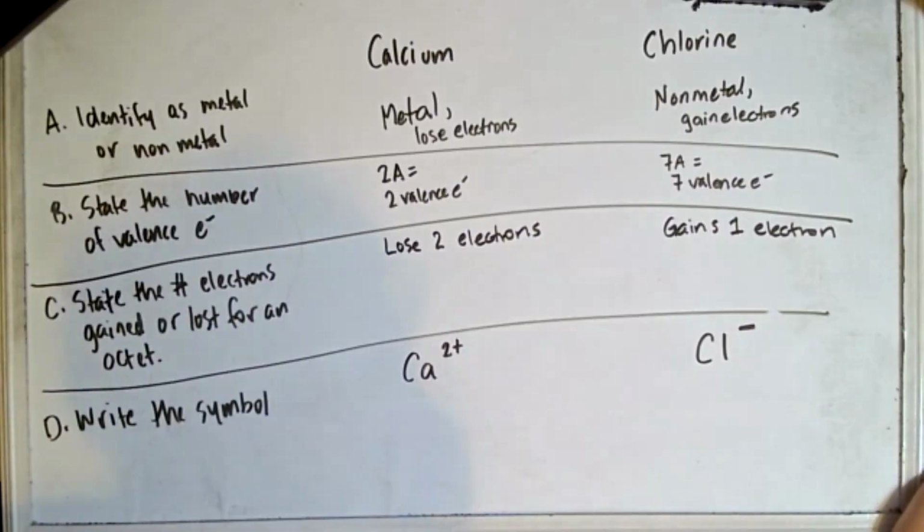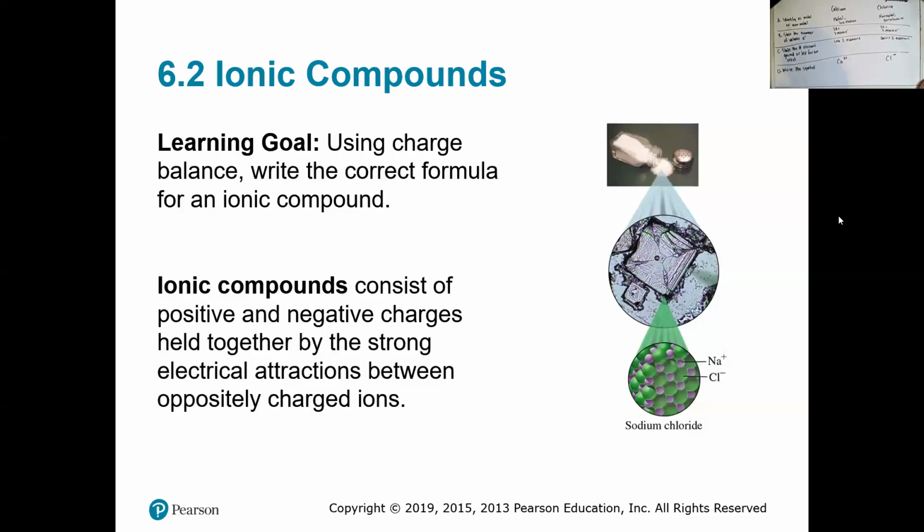All right, now let's talk about how ionic compounds form. Ionic compounds are what form when your anions and your cations come together to form that compound, when they have that positive-negative attraction and pull those ions together.